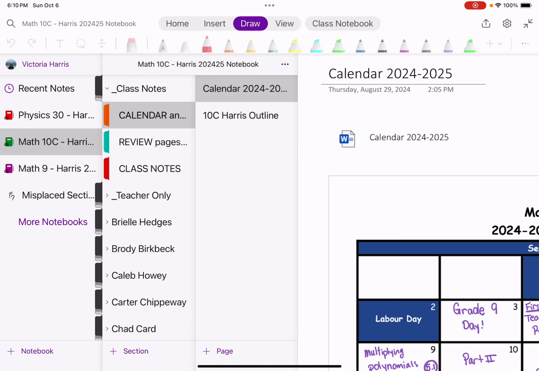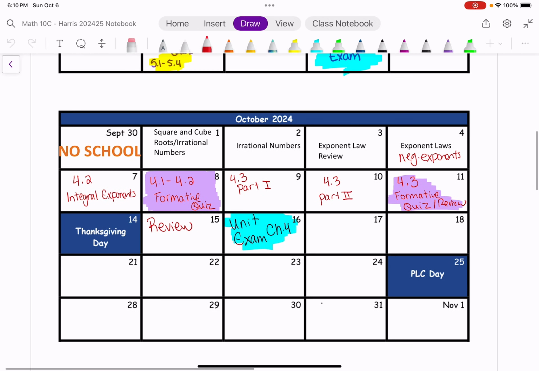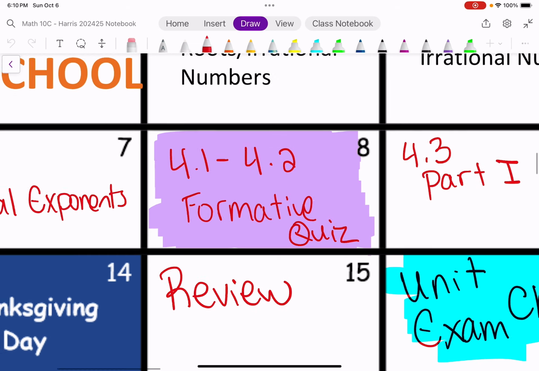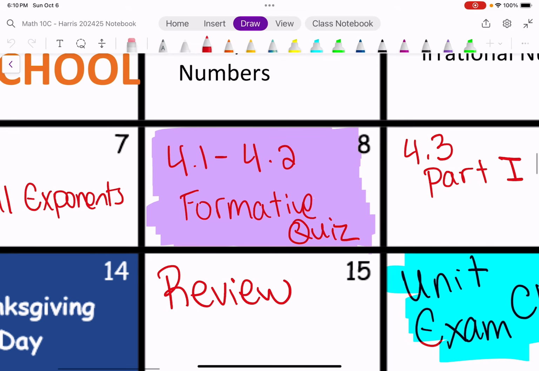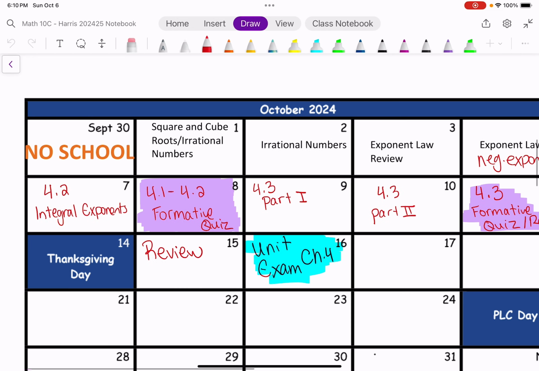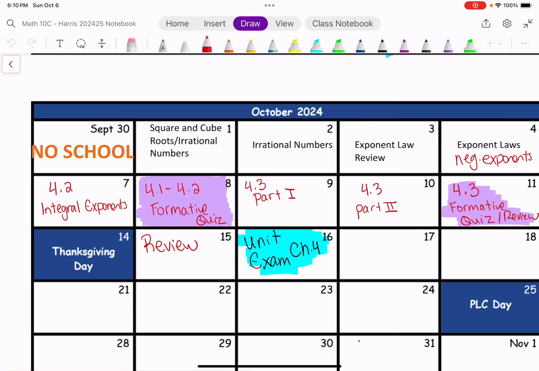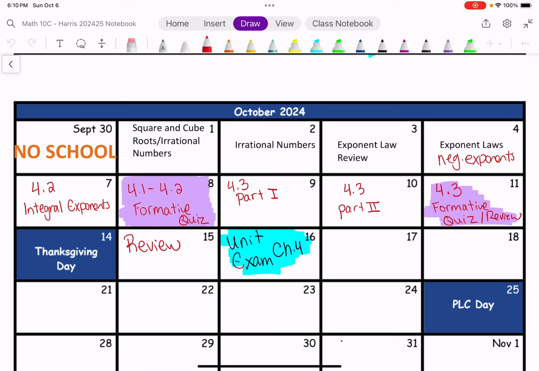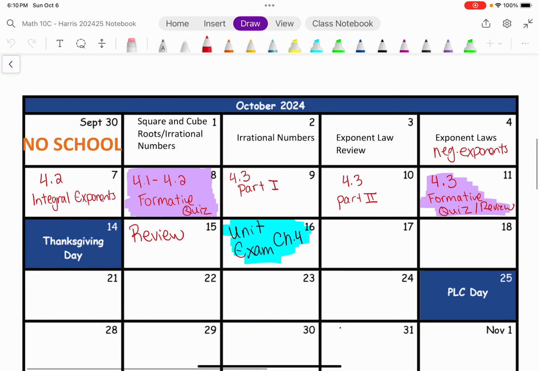But just quickly checking our calendar here. You guys do have a quiz tomorrow. I will do a quick little check. It's going to be on 4.1, 4.2, so it's going to be dealing with those negative exponents, and you may see a word problem on your quiz. You have a quiz tomorrow, a formative quiz, and then you also have a formative quiz on Friday. Okay, so good luck.